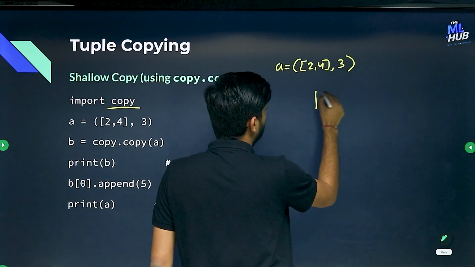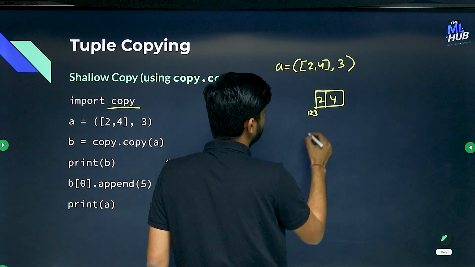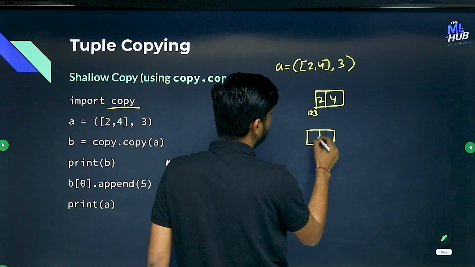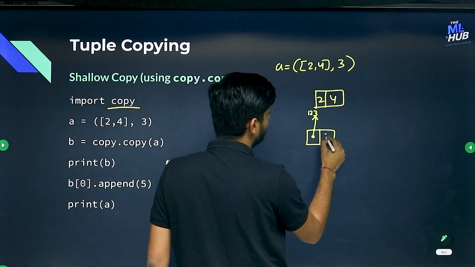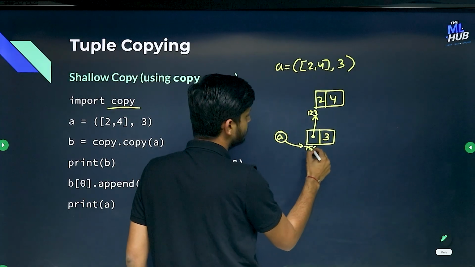So in memory 2, 4 will be stored as a list, let's say at memory location 123. Then a tuple will be created. The first element will be pointing here. The second element is 3. a is pointing here. Let's say memory location 756.